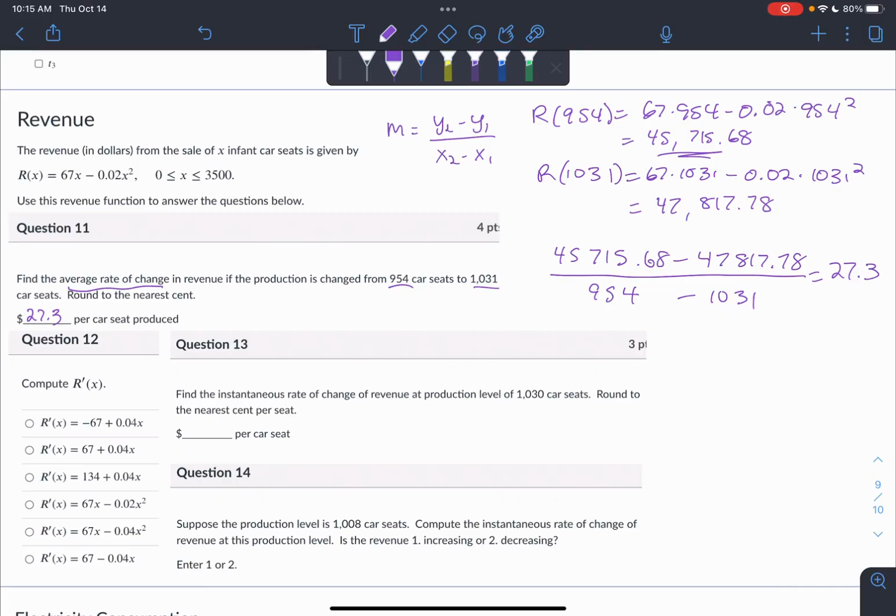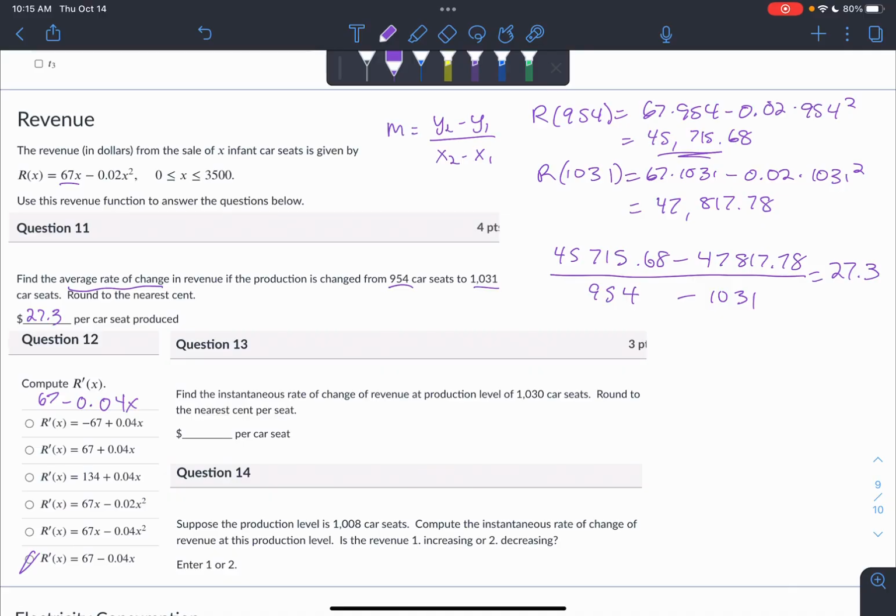All right, for question 12, we want the derivative. That's just taking the derivative of 67x. So that's going to be 67. And then minus 0.02 times 2x. So this really becomes 0.04x. And so our derivative is this very last one.